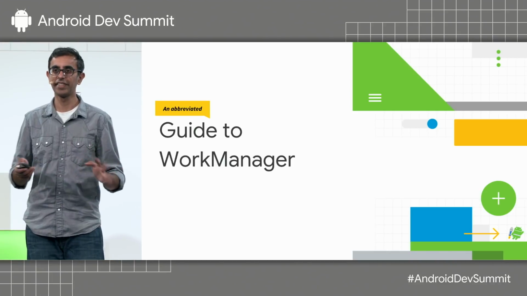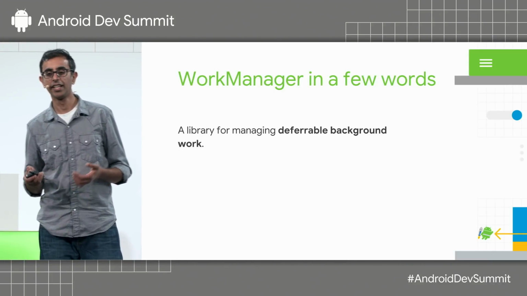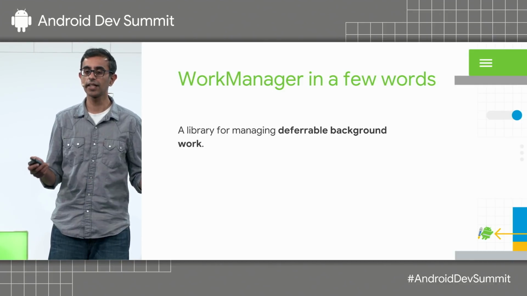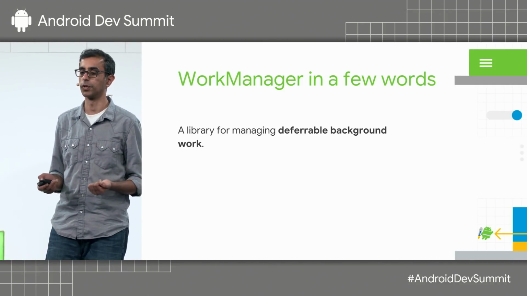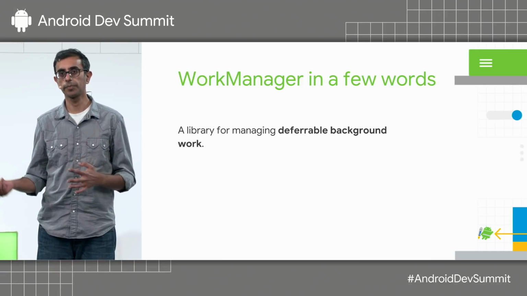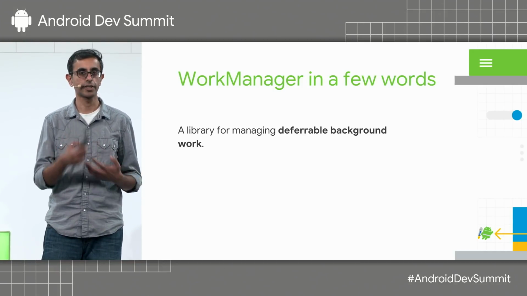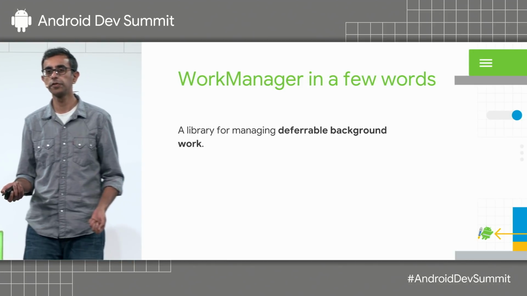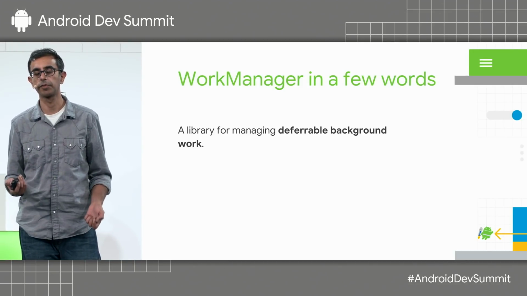So we want to give you an abbreviated guide to WorkManager. And what is it, for those of you who are just completely new to this? It's a library for managing deferrable background work. It wraps Job Scheduler and Alarm Manager broadcast receivers. It's backwards compatible to API 14. And those of you who've used Job Scheduler will find many of the concepts very familiar.